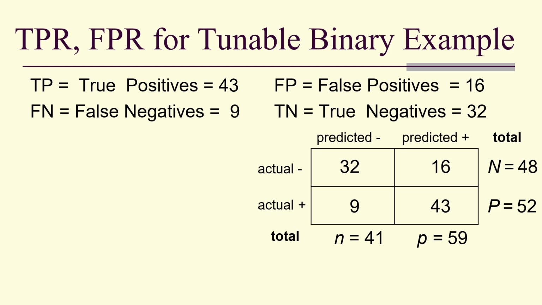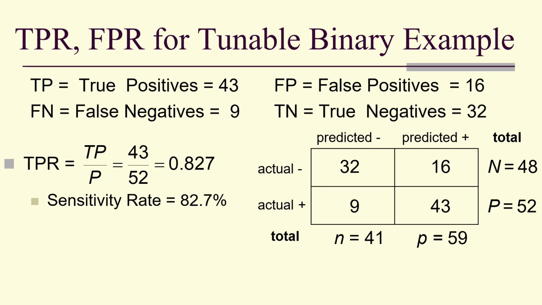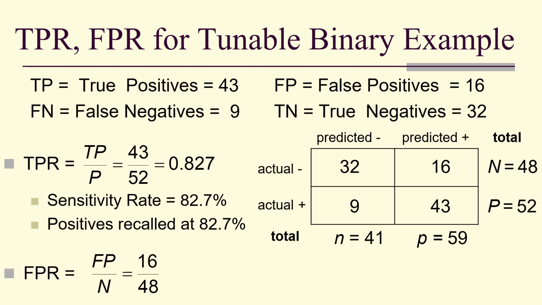So let's look at an example again. Here was our data, and here's our confusion matrix. The true positive rate, Tp over P, 43 over 52, that's 82% for a true positive rate. The sensitivity rate's 82.7%. Positives are recalled at 82.7%. The false positive rate, Fp over N, 16 over 48, is 0.333. And that's not close to zero. So even though our accuracy may be good and our true positive rate may be good, our false positive rate gives us caution here. It's not close to zero.